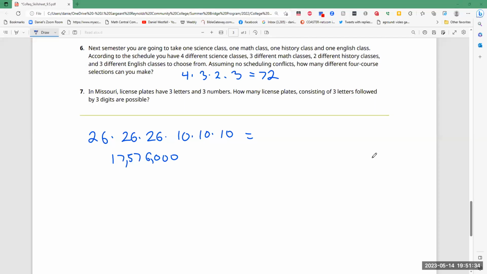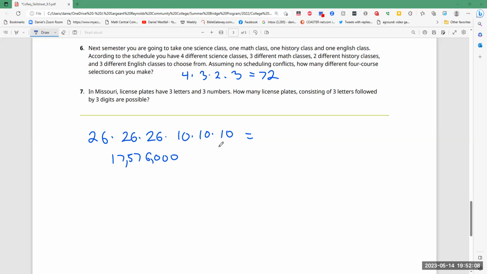Okay, so there should be 17,576,000 options here for license plates just in the state of Missouri. If they have 3 letters followed by 3 numbers, this is assuming that you don't throw out any special ones, and this is not including any vanity plates that may not follow that rule. So you can see that there's millions of options in each state, just by having something as simple as 3 letters and 3 numbers.